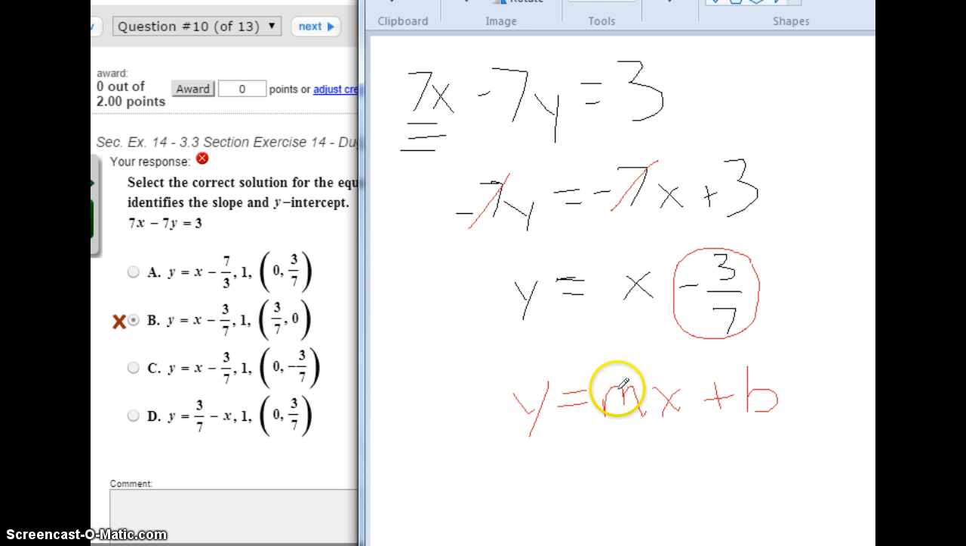And then the number in front of x is the slope. Well, there's just no number showing up here because we don't write the 1. This is really 1 times x. So our slope is 1. Or again, if you want to think about it, it's 1 over 1. It means you're going to go up 1, to the right 1 on the graph.